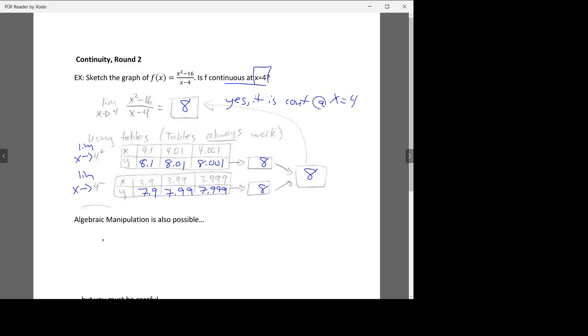And some people will often write this little gem here, x squared minus 16. You can write that as a difference of squares, and then you do a little cancellation, and you end up with x plus 4, which makes filling this table out really easy. But you have to remember, even though the limit exists, you still can't plug that in.